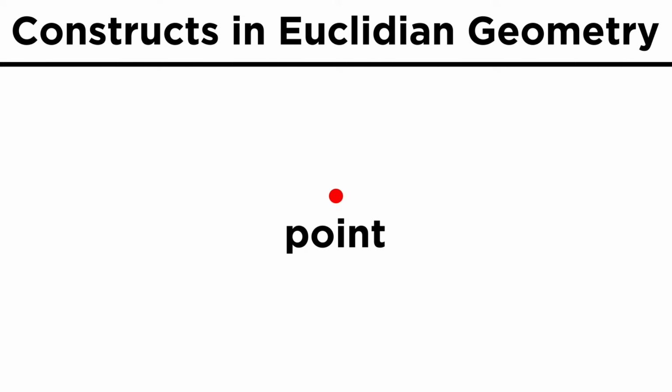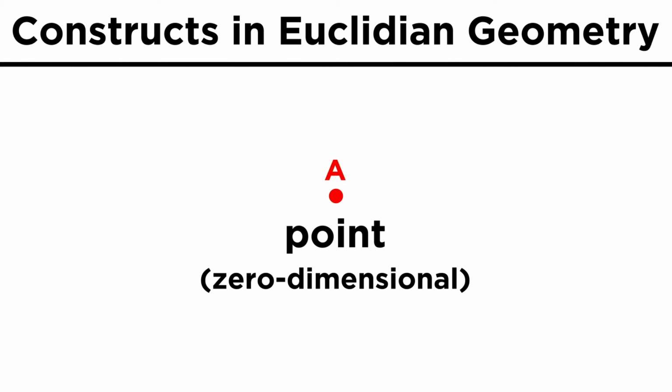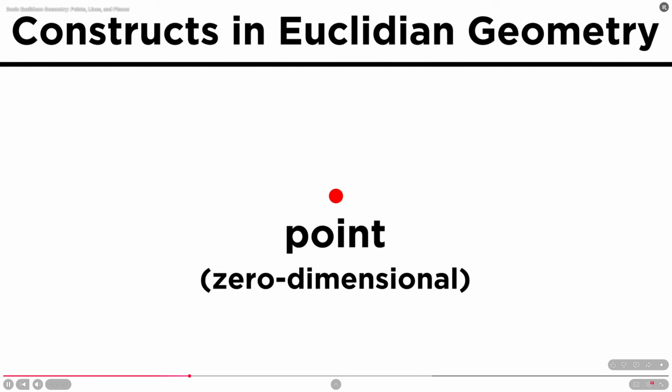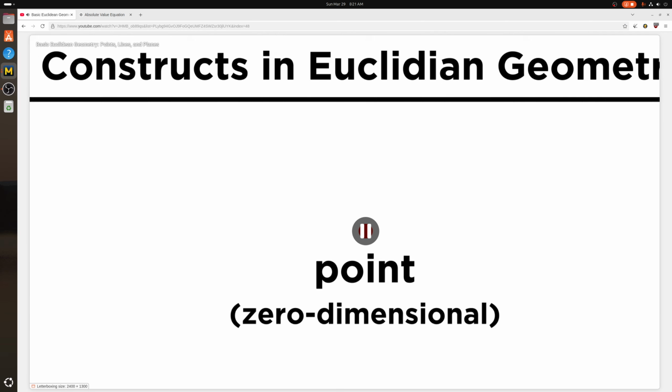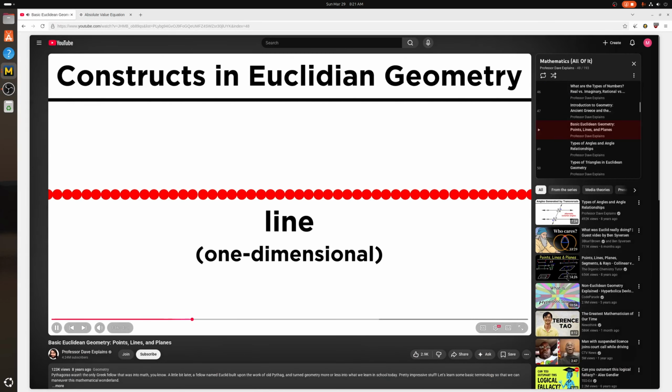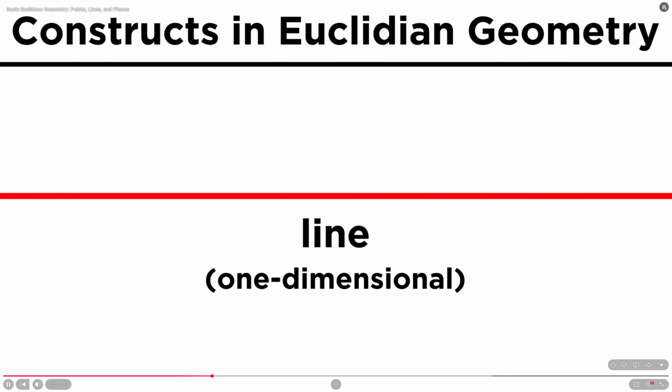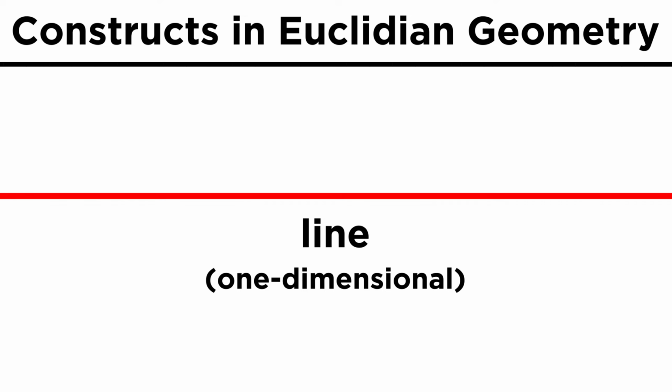This is nothing more than a location in space. It is zero-dimensional, meaning that it has no dimensions of any kind. We represent points with little dots and some capital letter, making sure to realize that the dot we draw is infinitely larger than the point it is meant to represent. From here, we can construct a one-dimensional object by stringing an infinite number of points along a particular dimension. This object is called a line.